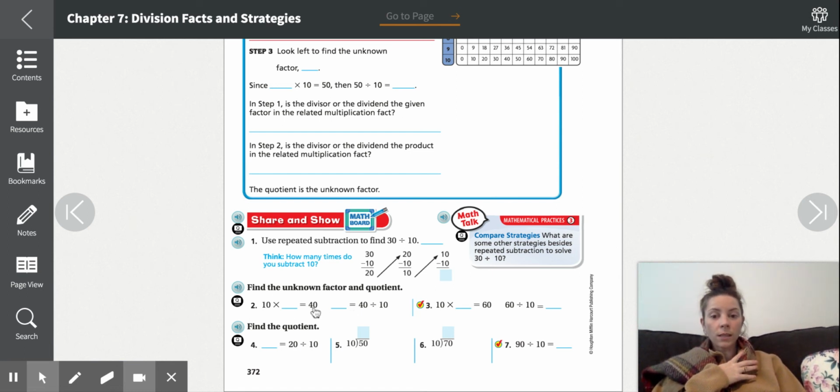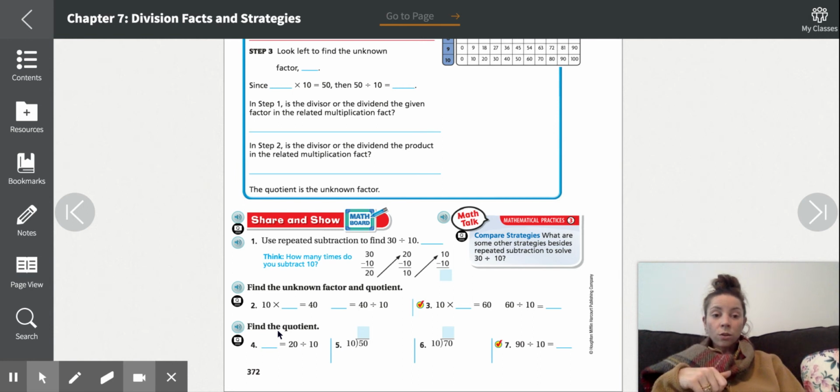So this is helping you solve a division equation, 40 divided by 10, by flipping it around and using a related fact of multiplication. They're having you put these two together. If you can figure out what you multiply by 10 to get 40, that'll help you with the answer, or the quotient, for 40 divided by 10. And then the bottom ones are just finding the quotient with whichever strategy you like.